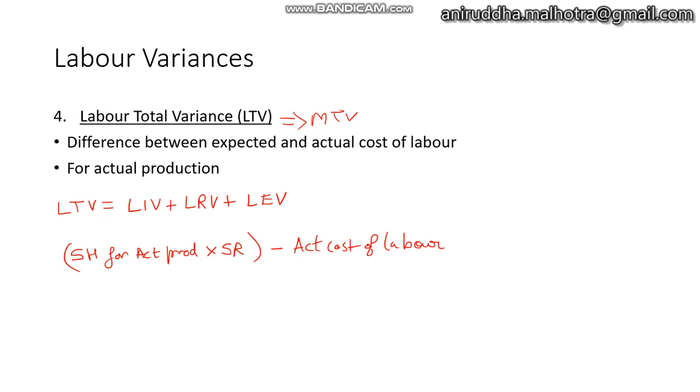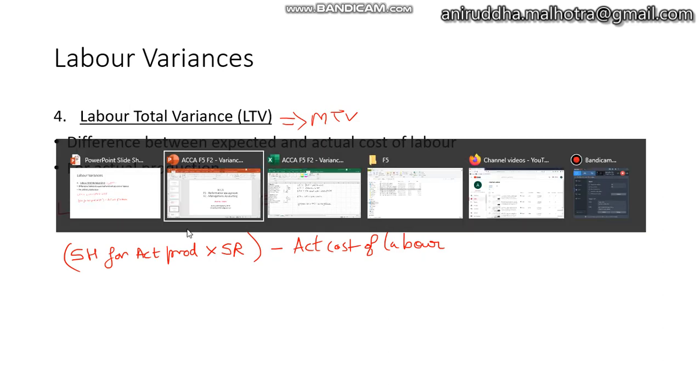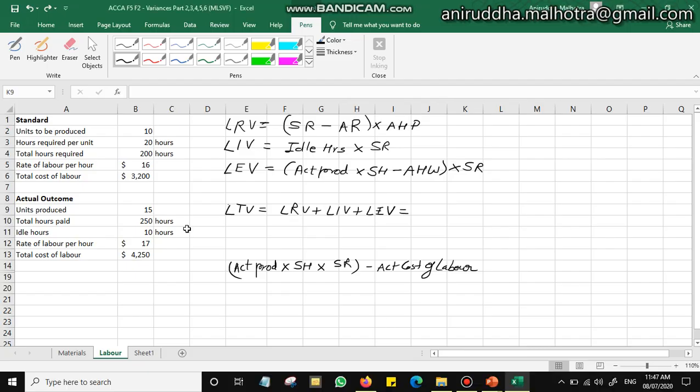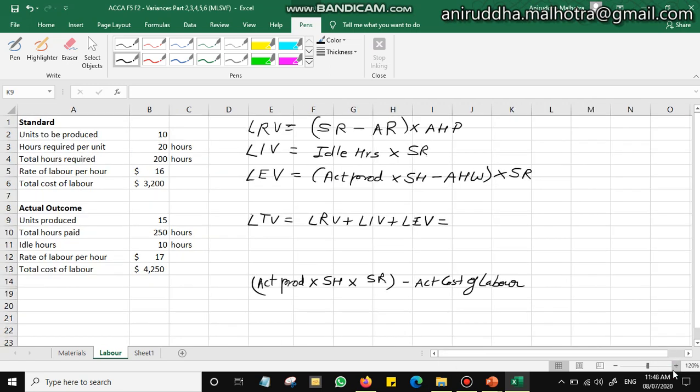So let's move on to a question and let's solve that. We can have a look at all the four variances in much more detail. So you have a standard over here and the actual outcome. Let me just increase that. Yes. So in terms of standard, you're supposed to produce 10 units where each unit requires 20 hours.